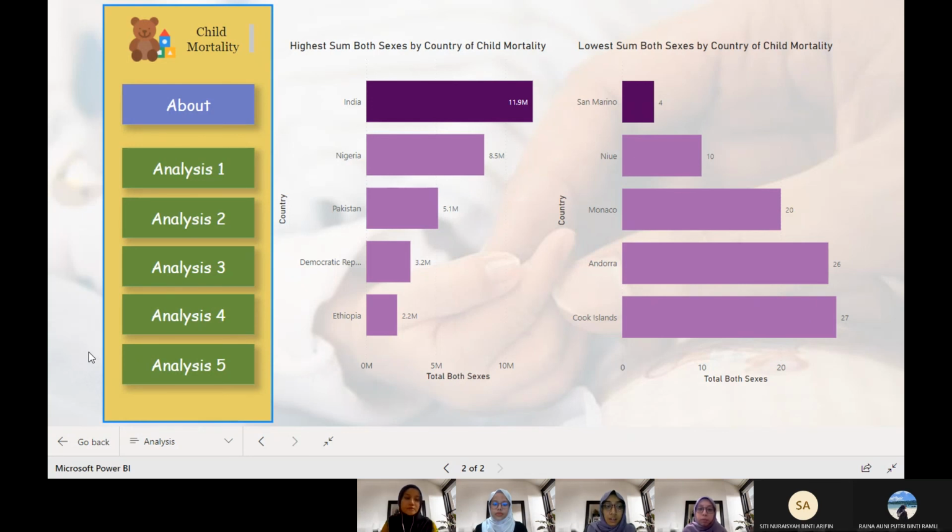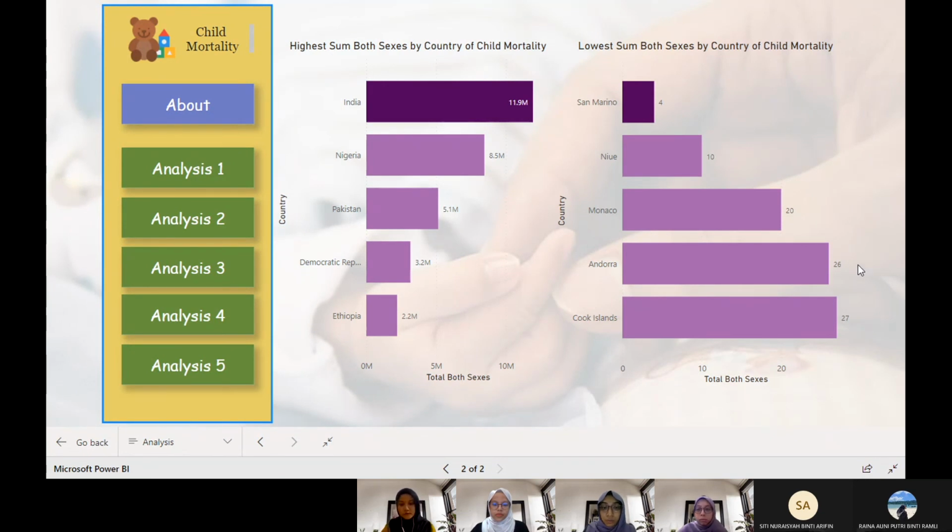under 5 deaths. As observed, the top 5 countries with the highest sum of all categories of child mortality are India, Nigeria, Pakistan, Democratic Republic of Congo, and Ethiopia. However, the top 5 countries with the lowest sum are Cook Islands, Andorra, Monaco, Niue, and San Marino. So to answer research question number 3, which is what is the top country that holds the highest and lowest number of child mortality?